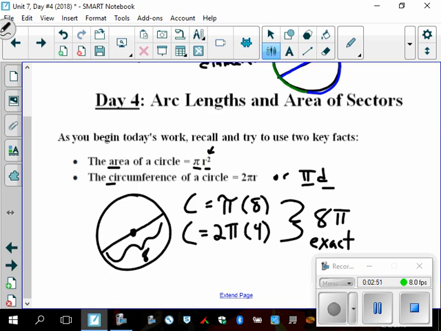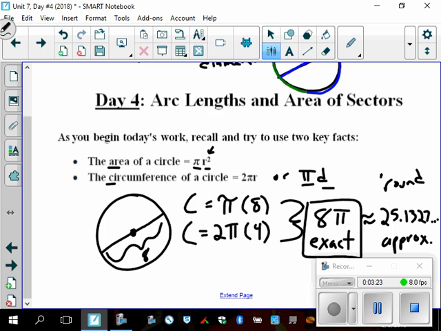If I type 8 pi into my calculator, where is the pi button, by the way? Looking, where is it? Oh, second caret underneath clear. I would approximate this to be 25.1327. So this is called my approximate number, all right? And usually on a test or quiz, they'll say in terms of pi. So this would be the exact answer in terms of pi, or they would say round to, and then this would be my approximate answer.